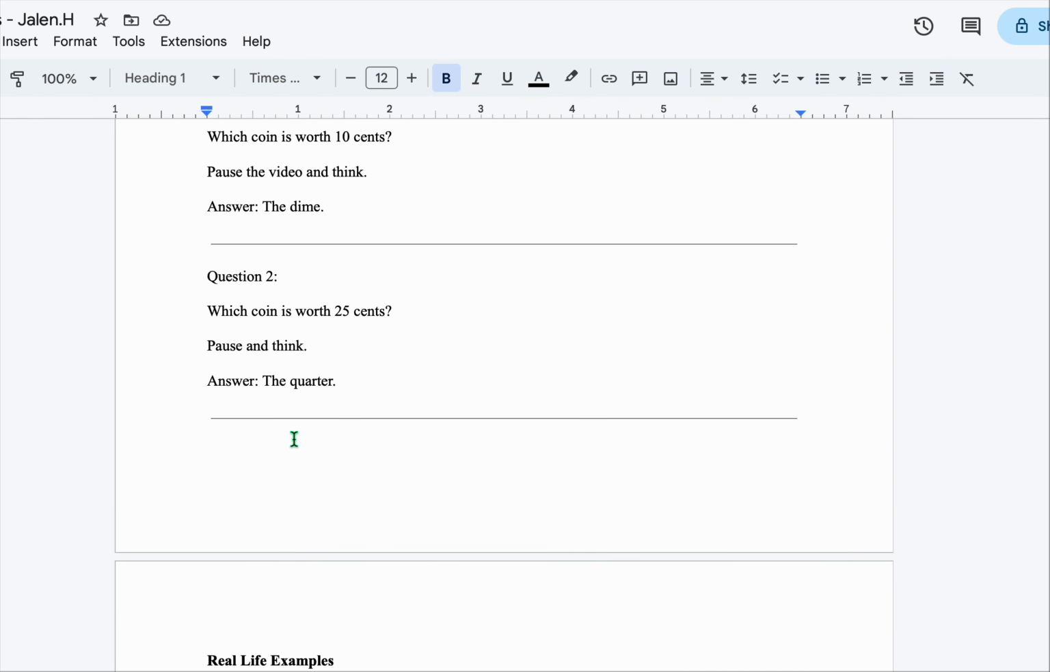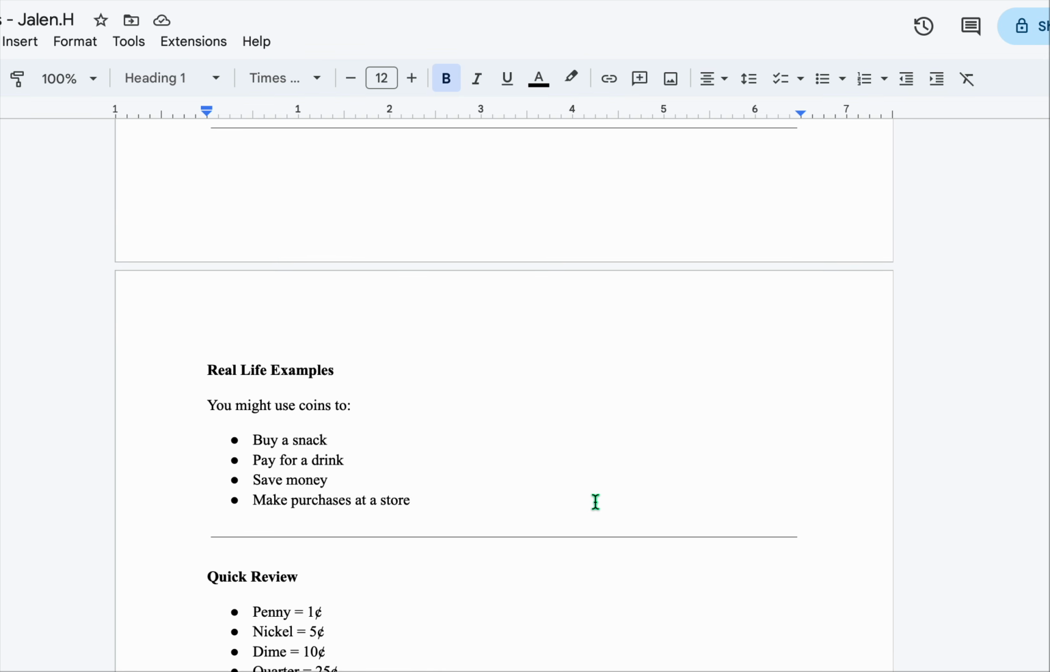Question number two could be something like, which coin is worth 25 cents? Yet again, we would pause and think. We would take the time to answer, and we would go from there. And obviously, we're going back to just making sure that the students can answer in a comfortable aspect that is accommodating to their needs, to their goals, to the assessments going on for them, since they're in a special education environment and setting.